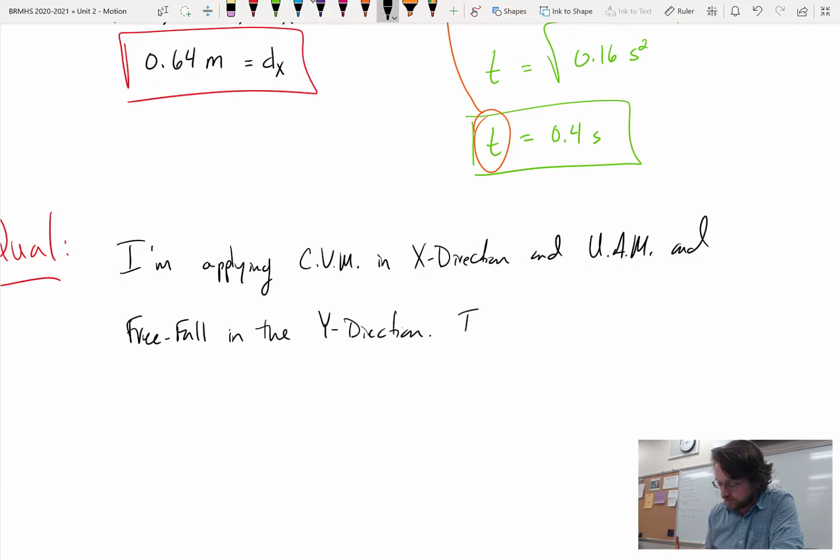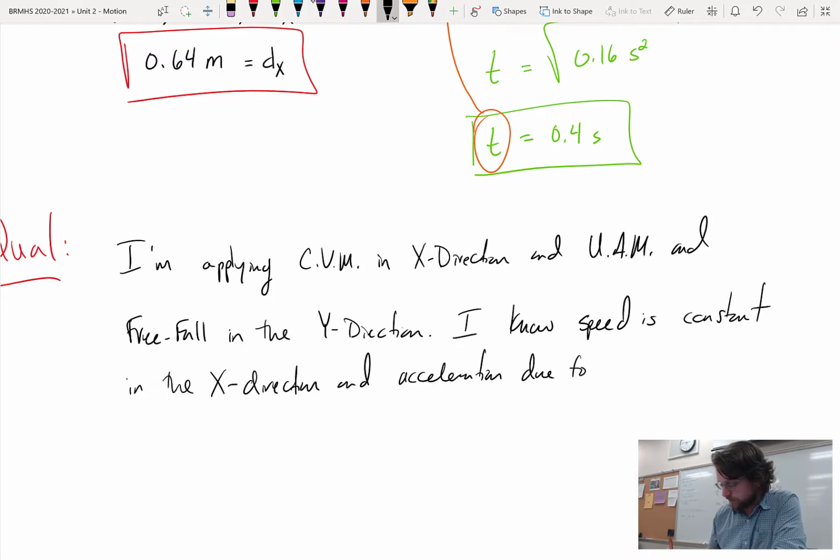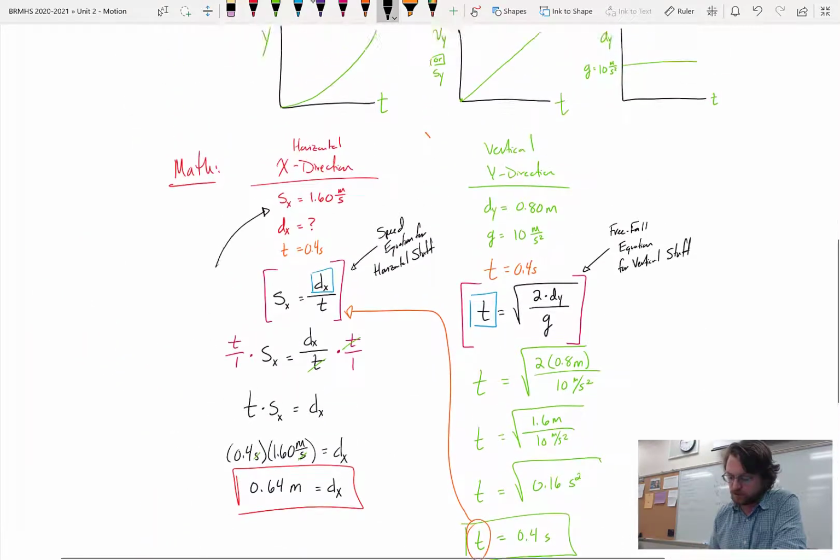That immediately tells me stuff that I know. So I can say I know speed is constant in the x direction, or acceleration in the x direction is 0. I know speed is constant in the x direction as a result of that principle. And acceleration due to gravity, that's our little g, or you could just write little g here, acts in the y direction. I've given a good statement about what fundamental principles are guiding me in trying to solve this problem.